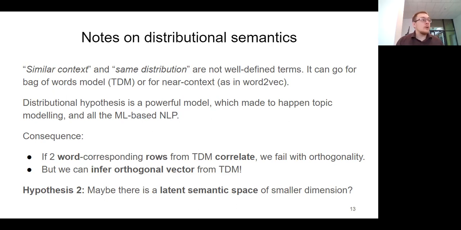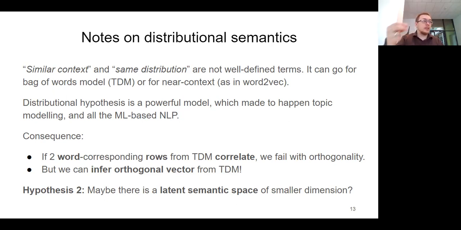This can go for different ideas in different models. In the term-document matrix, what do you do? The context is just the bag of words in which this word occurs, so you can say the document itself is a context. If we move to the word2vec model, we speak about the near context of the word, like neighboring four or five words in the sentence. So the context can be large or small, depending on how you use it. But still, the distributional hypothesis is a very powerful model, which made all topic modeling and all contemporary machine-learning-based NLP techniques possible.